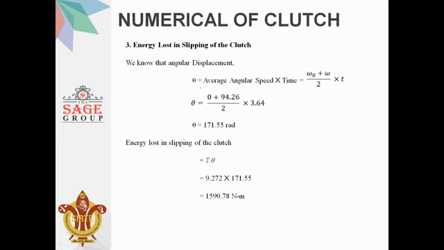So energy lost in slipping of the clutch will be equal to T into theta. So 9.272 into 171.55, that means 1590.78 Newton meter energy will be lost in the slipping of the clutch. So with this we have completed this numerical, all three answers we have identified.